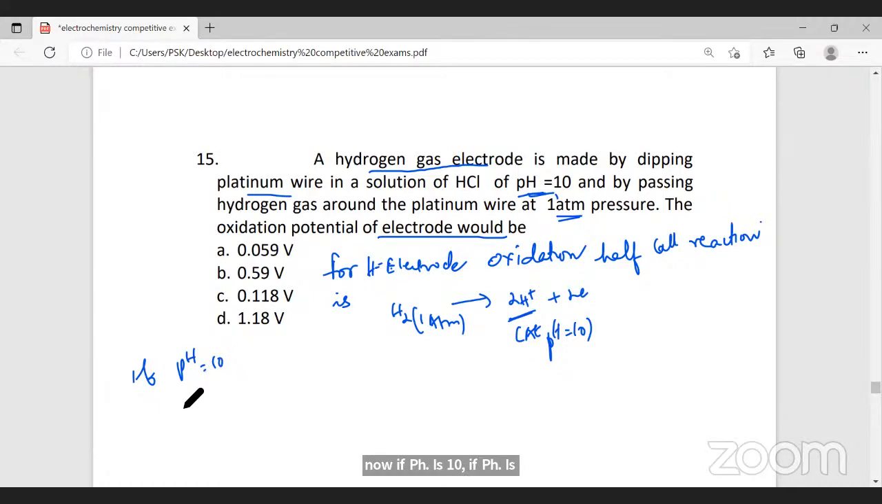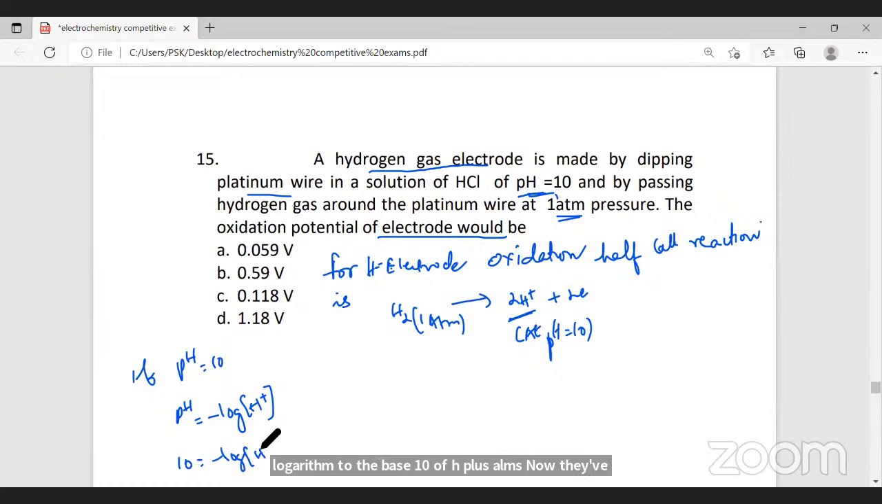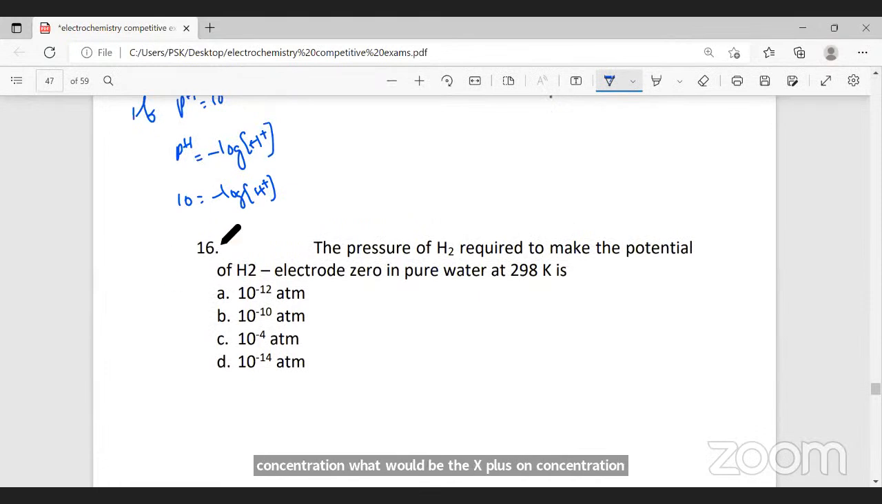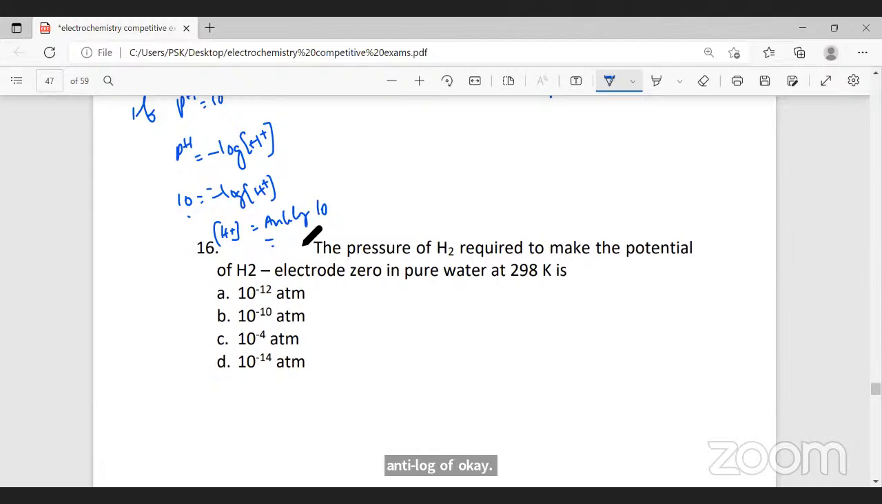We know that pH is defined as the negative logarithm to the base 10 of the H+ ion concentration. They've given you pH to be 10, so you can find the H+ ion concentration. If you take the log to the left hand side, it will be the antilog of 10. The antilog of 10 is 10 to the power minus 10. Remember, that means the H+ ion concentration is 10 to the power minus 10.